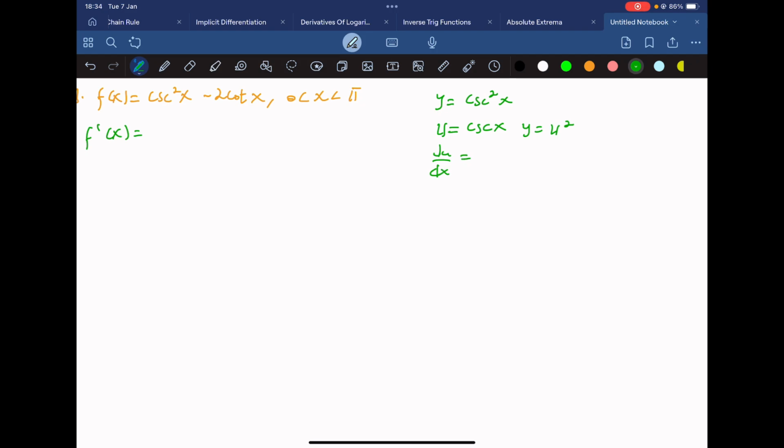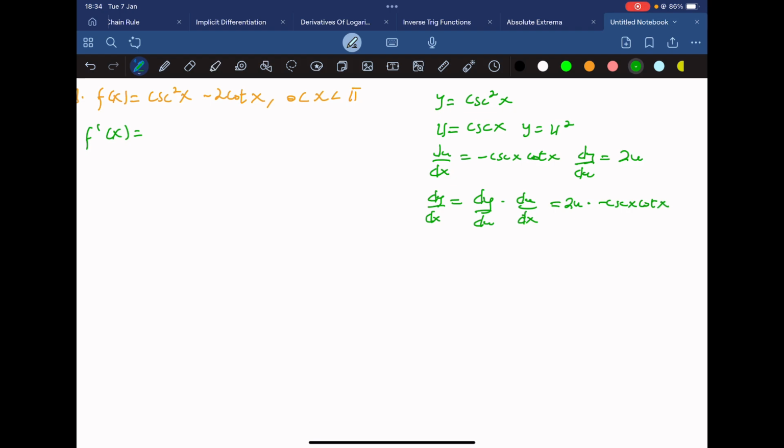If you differentiate cosecant, you have negative cosecant x, then cotangent x. And now y is a function of u, so we can differentiate y with respect to u. So you have just 2u right here. Now your final answer for dy dx is dy du dot du dx. So this is basically 2u multiplying negative cosecant x and cotangent x.